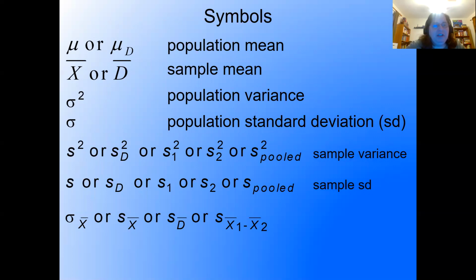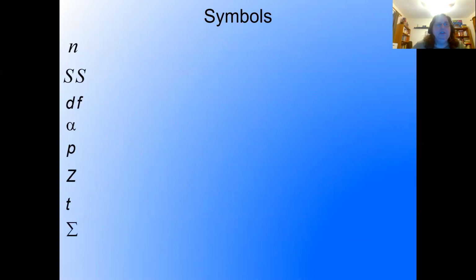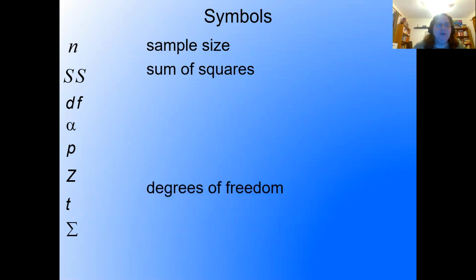Whenever you have the funny little symbol of X bar sitting beneath your symbol there, you've got a standard error of the mean. Right, so any of those, sigma of X bar or S of X bar or S of D bar or S of X bar 1 minus X bar 2, all standard error of the mean. N, if you recall, is your sample size. SS is your sums of squares. DF is your degrees of freedom.